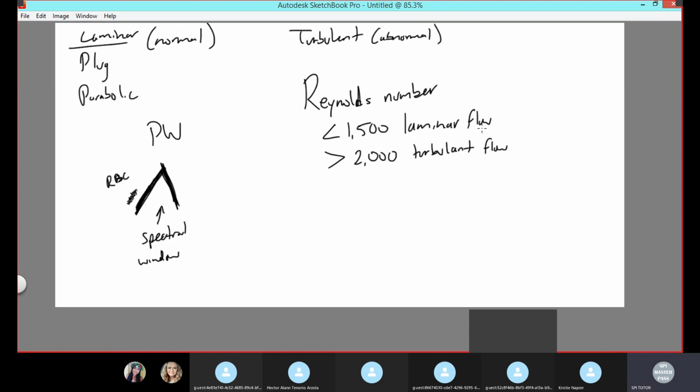Okay, that's all you need to know about it. When is it laminar and when is it turbulent? Okay, so less than 1500, over 2000.